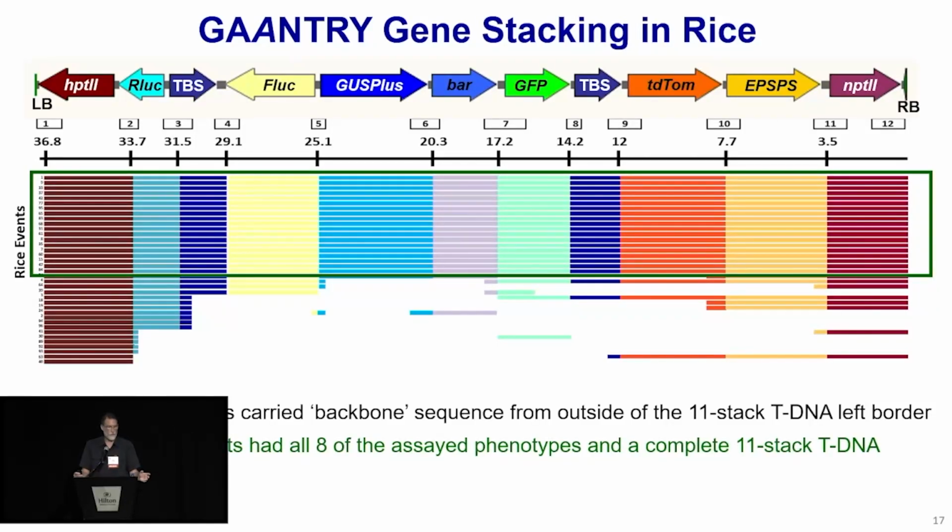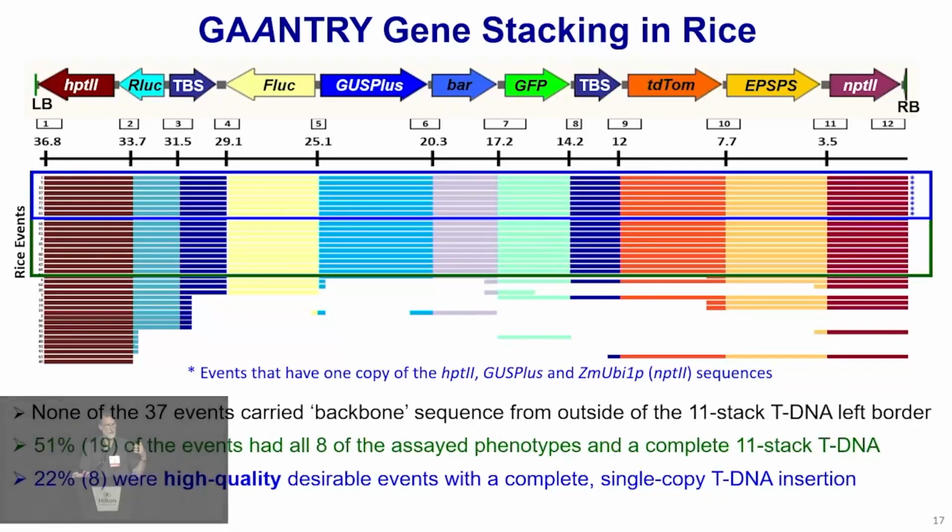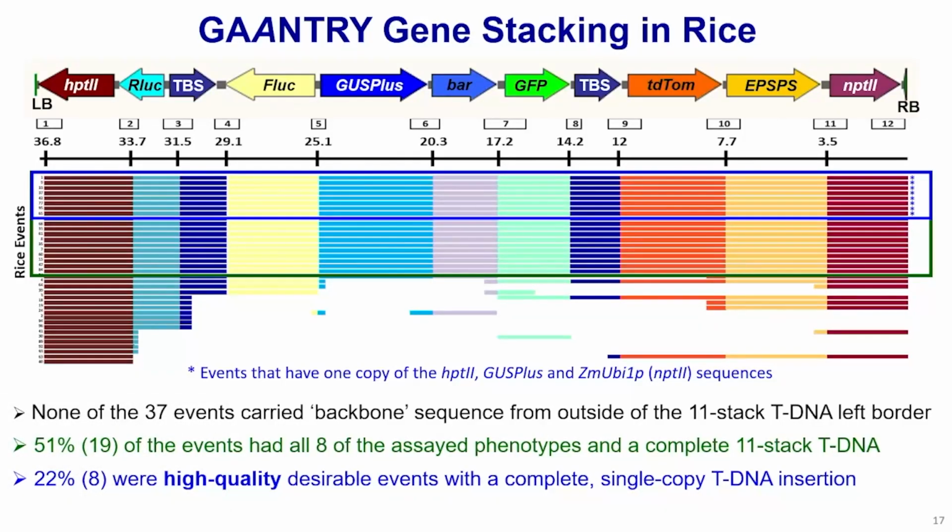Half of the events, 51%, had all 8 of the assayable phenotypes and, based on genomic PCR, had a complete 11 stack tDNA. So half of the 37. 22% of these were what I refer to as high quality events, because they had not only a complete tDNA, but the tDNA appeared to be single copy because we looked at the copy numbers of the HPT2 selection marker, the GUS Plus gene, and the promoter on NPT2, which was maize ubiquitin.